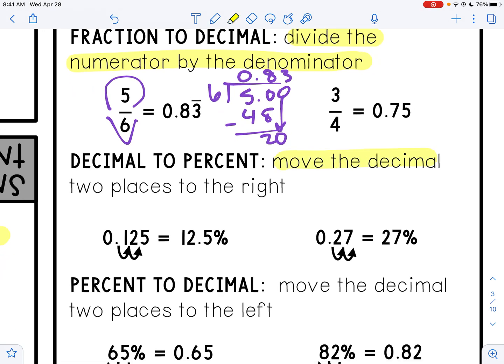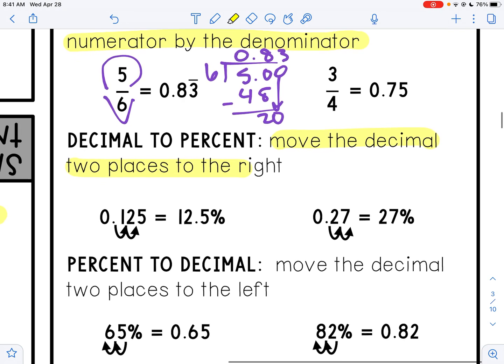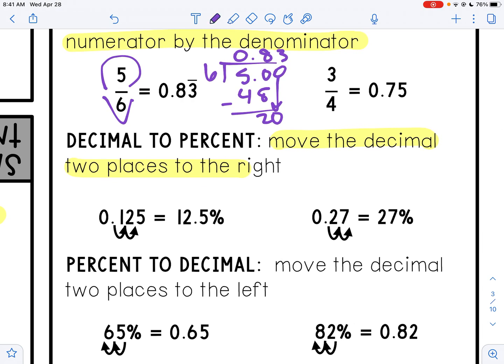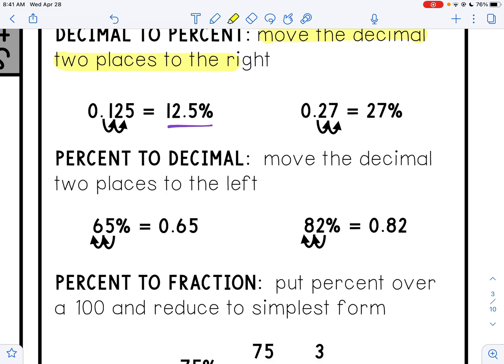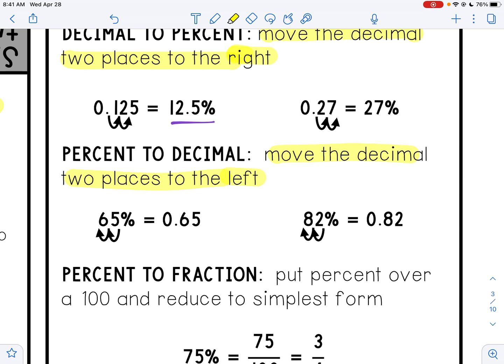Now, decimal to percent: you move the decimal 2 places to the right. So if you already have a decimal, then you move it 2 to the right, and that will become your percent. So 0.125, we move the decimal 2 to the right, and that gives us 12.5%. Now, percent to decimal: move the decimal 2 places to the left. If I'm given a percent, I just do the opposite. I put my decimal at the end by the percent sign, I move it 2 to the left, and that's going to give me 0.65.